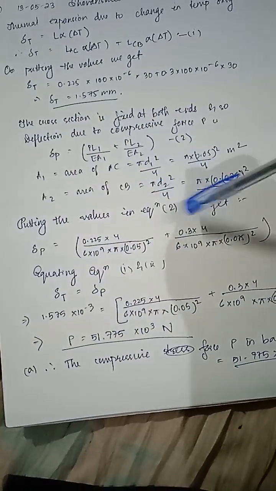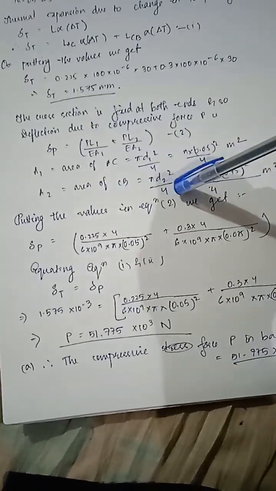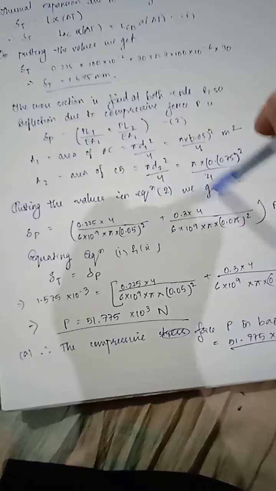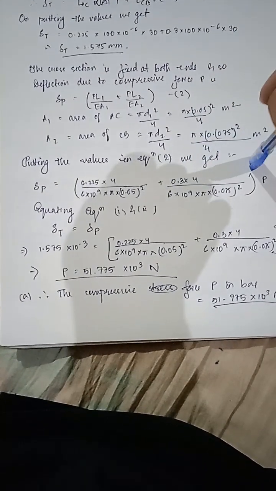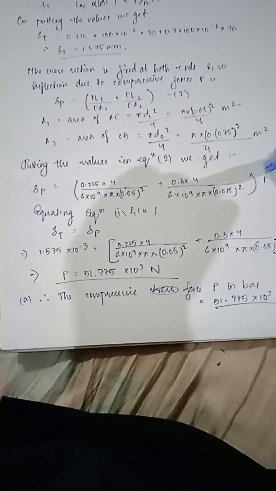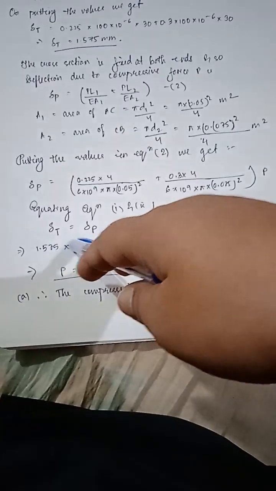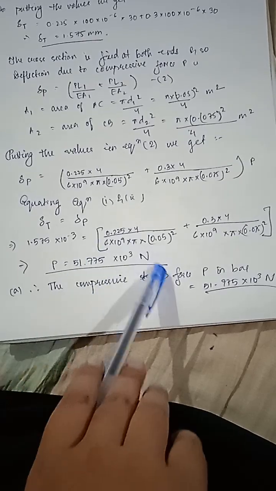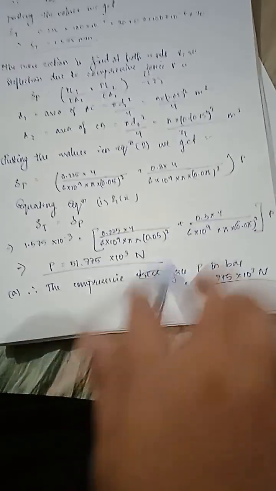The cross section is fixed at both ends, so deflection due to compressive forces del P is equal to PL1 by EA1 plus PL2 by EA2. Area is pi D1 square by 4 and pi D2 square by 4, and putting the values we get del P is equal to P times 0.225 into 4 by 6 into 10 to the power 9 pi into 0.05 square, plus 0.3 into 4 by 6 into 10 to the power 9 pi into 0.05 square. So equating del T and del P, we get P is equal to 51.775 into 10 to the power 3 Newton. So the compressive force is 51.975 into 10 to the power 3 Newton.